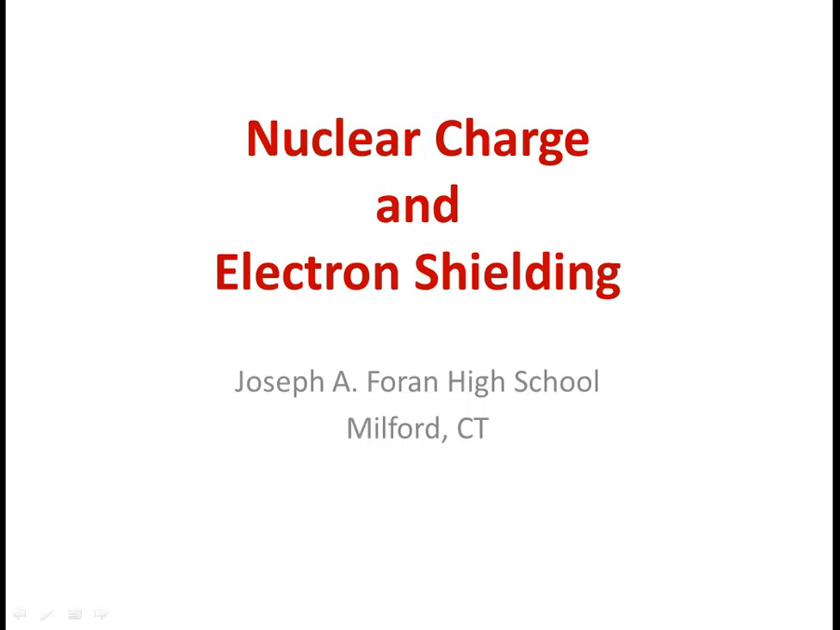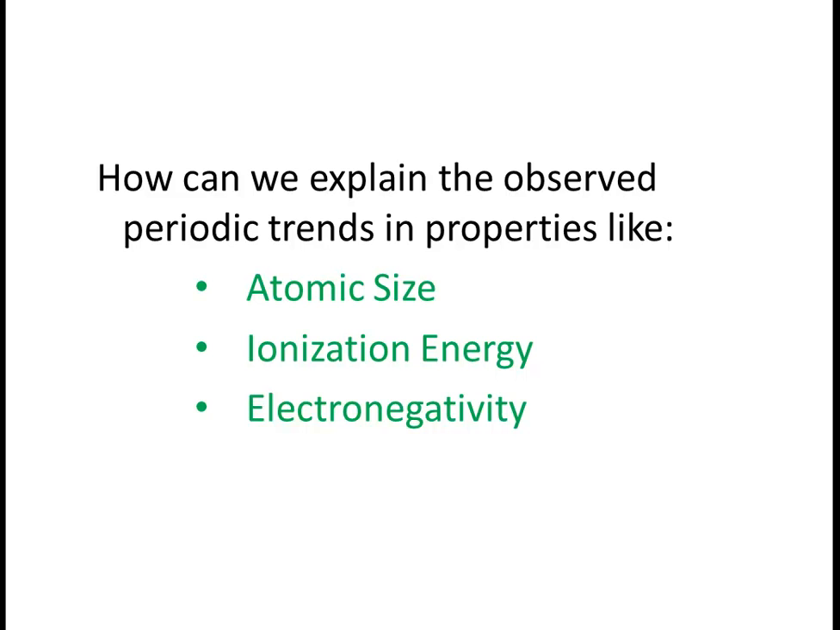Okay, here we go. What you've been waiting for all year: nuclear charge and electron shielding. Why are these things important in chemistry? Well, they help explain this question right here. How can we explain the observed periodic trends in properties like atomic size, ionization energy, and something that we'll get to in the next unit on bonding, electronegativity?